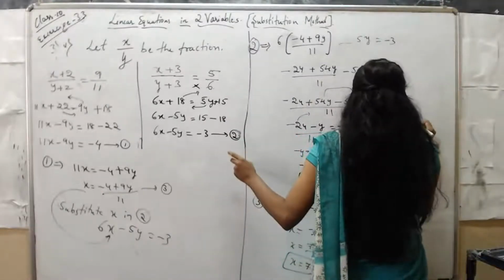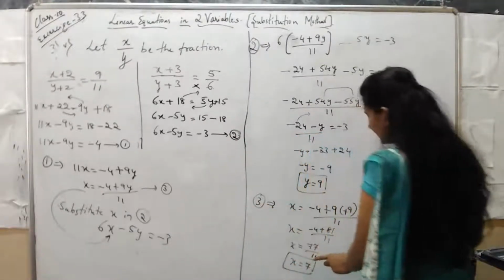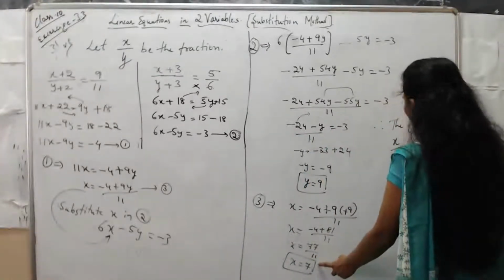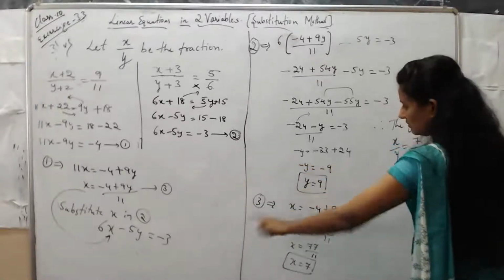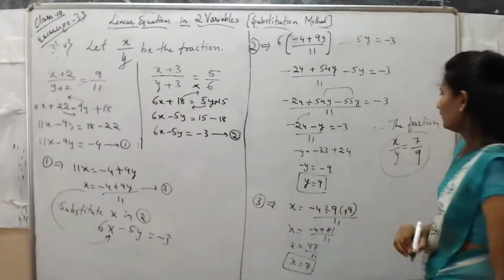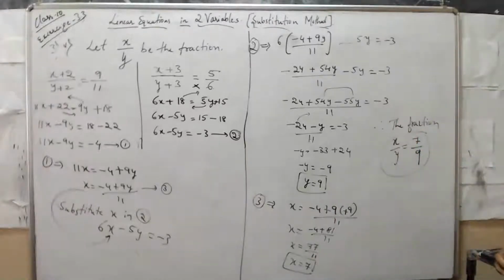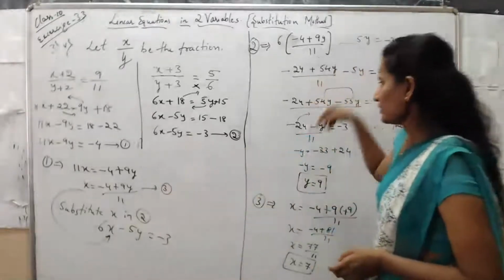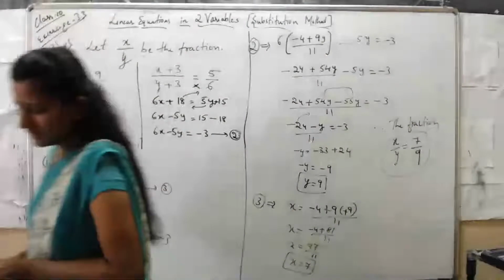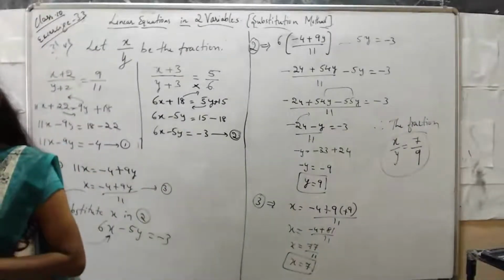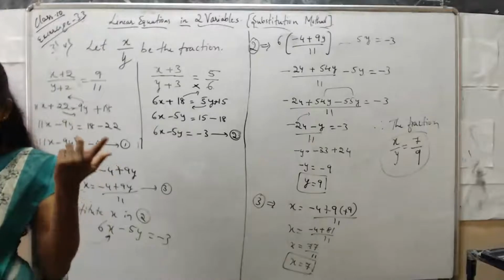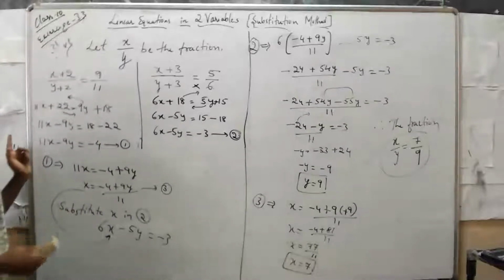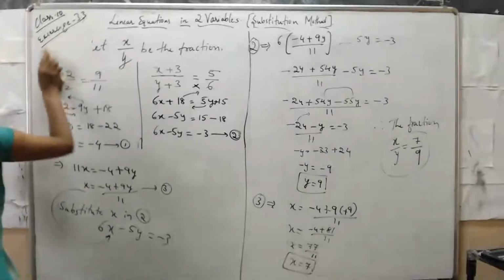Therefore, we have taken the fraction as x by y. The fraction x by y is equal to, x is 7, y is 9. So this is the fraction. Understood? Solve these two equations. Next is the substitution method. Clear? And the last problem is just like Aftab's problem in exercise 1. I have said the ages already. Last problem.